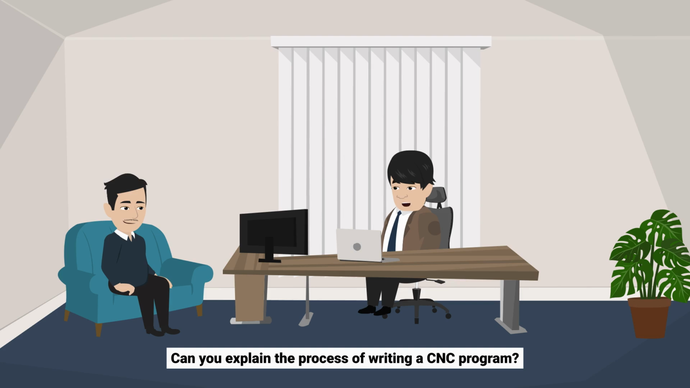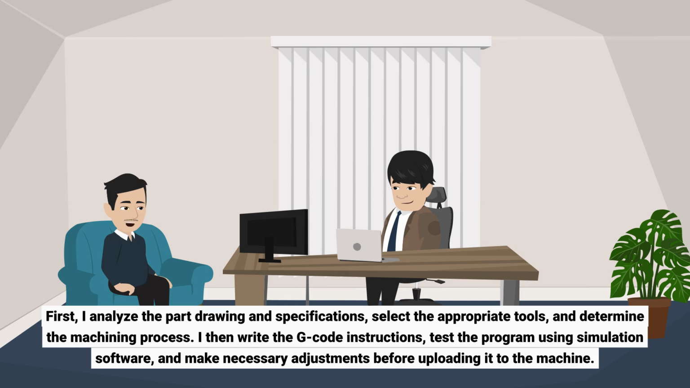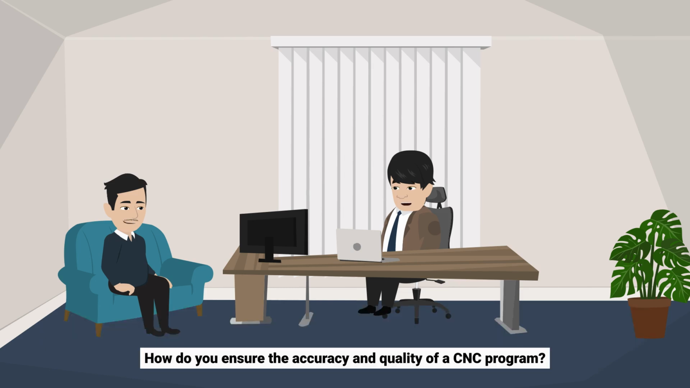Can you explain the process of writing a CNC program? First, I analyze the part drawing and specifications, select the appropriate tools, and determine the machining process. I then write the G-code instructions, test the program using simulation software, and make necessary adjustments before uploading it to the machine.